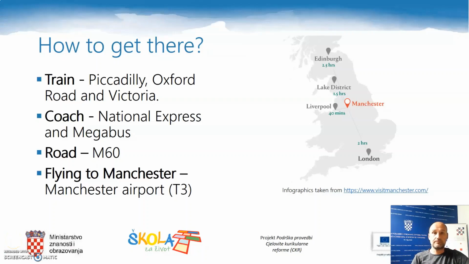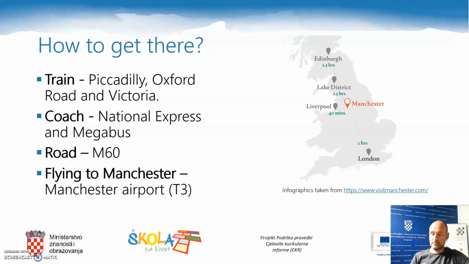Where is Manchester? So Manchester is situated in the north of England, or we can say that it's situated in the central part of the British Isles. As you can see from the map, it's somewhere in the middle between Edinburgh and London.